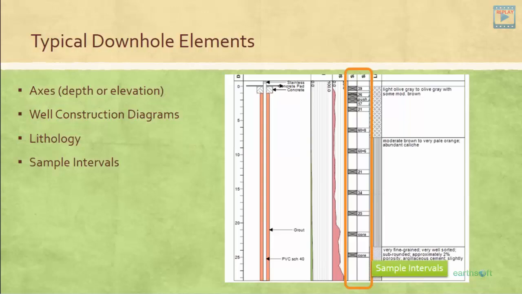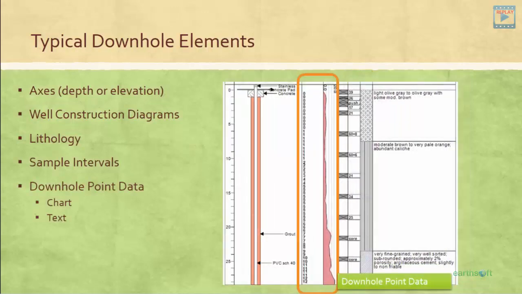We can show sample intervals. These come from DT sample or DT sample parameter. They can be shown essentially as a symbol, just showing where that sample was taken, or with some parameter that's associated with those samples. And then we have downhole point data, which can be shown as just the text values, or you can draw charts, like a downhole chart, particularly if you have a lot of data. It's probably a more economical, more communicative way of presenting the data.